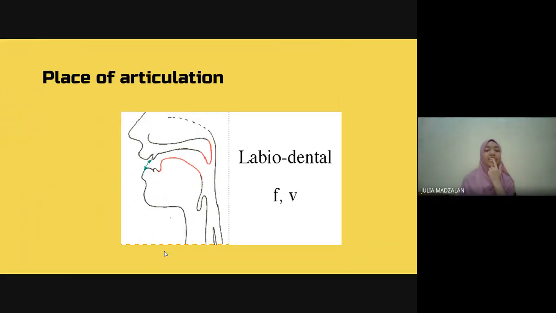Seterusnya, labiodental. Labio is lip, dental is gigi. Example of sound, f and v. Labiodental. Pernah adalah exam questions kan, dia tanya, dia bagi drawing and dia tanya, what type of sound is produced? So the example would be labiodental kan. And then dia tanya lagi, give example of sounds that are produced. Jawapan dia f and v. Ambil kau.